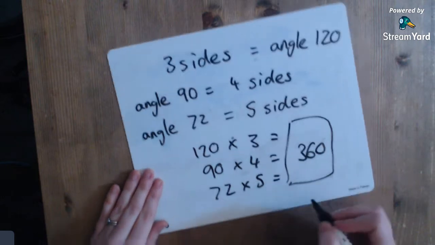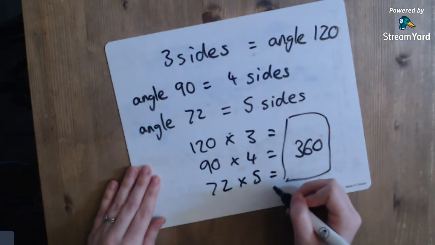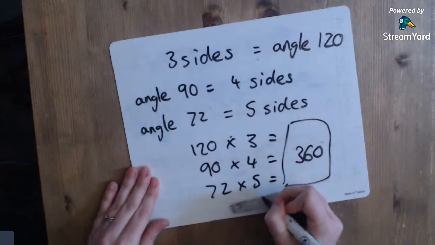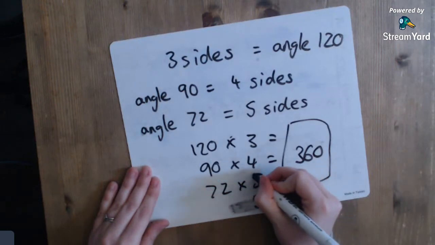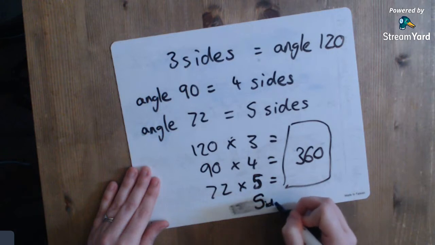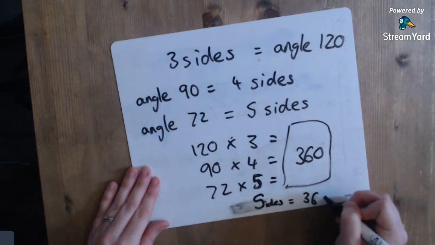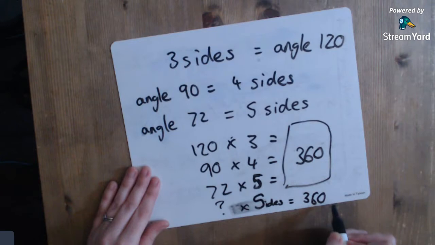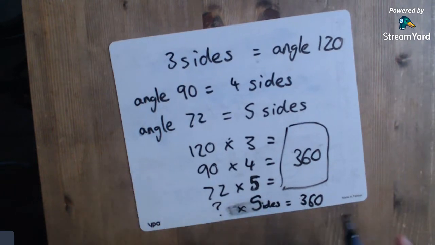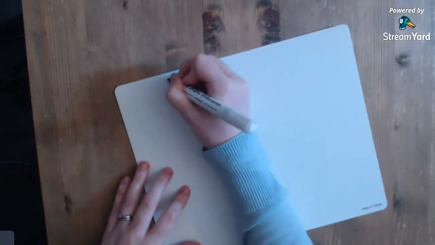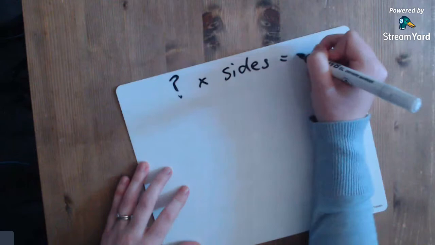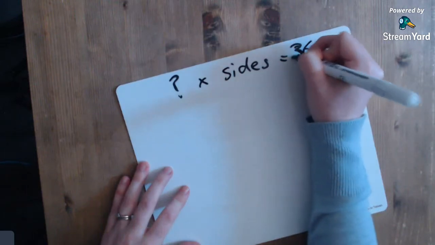If we know what a value is, say s, not 5. This one's a 5. This one's an s. So if we know what our sides are, we know that our value here is going to be 360, and we need to go something times sides is 360. So we've just calculated something times sides equals 360. I'm sure you've done this in algebra before.